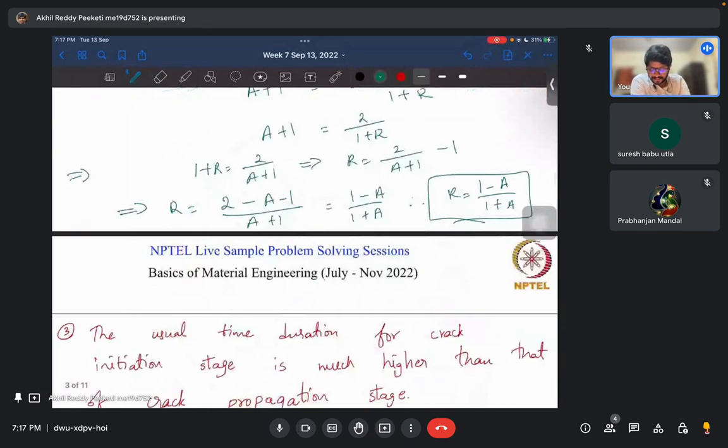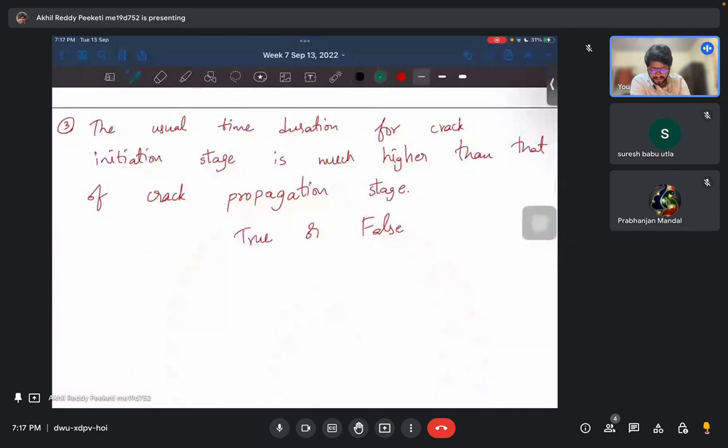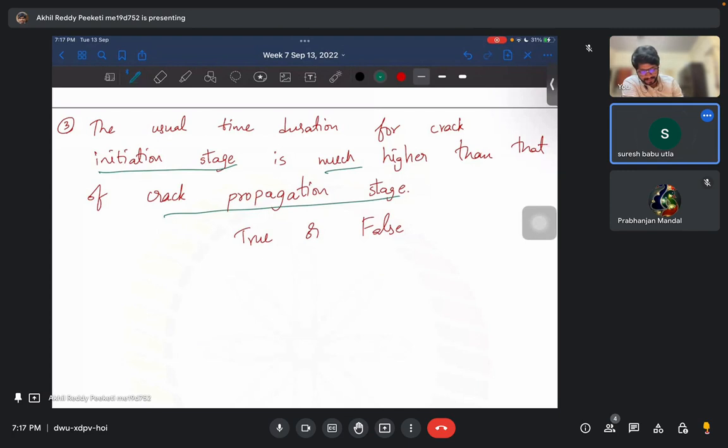Yes. So what are the stages in fracture? First the crack initiation, crack propagation, and then finally failure, right? So which will take the most time? The statement says the usual time duration for the crack initiation stage is much higher than that of the crack propagation stage. So is this true or false? Which will take more time, initiation or propagation? Yes. So this is false, and the time taken by crack propagation is actually the longest in the process.